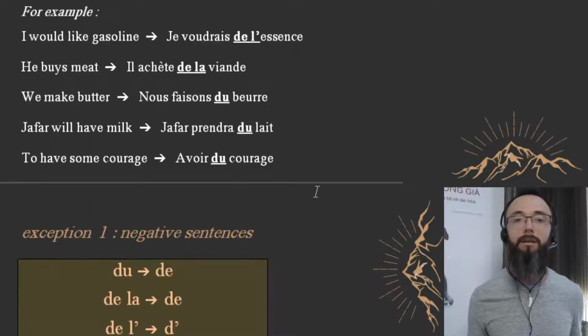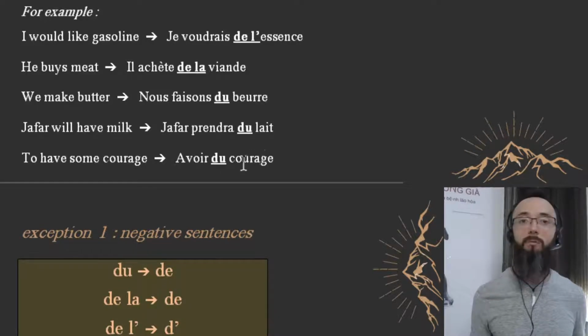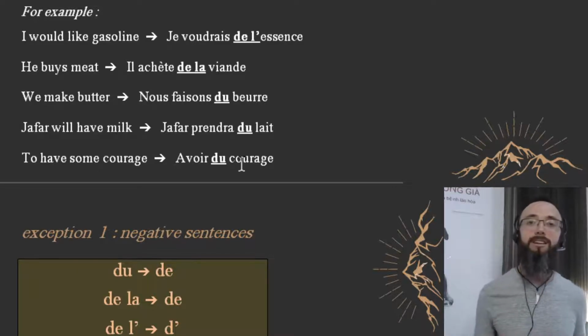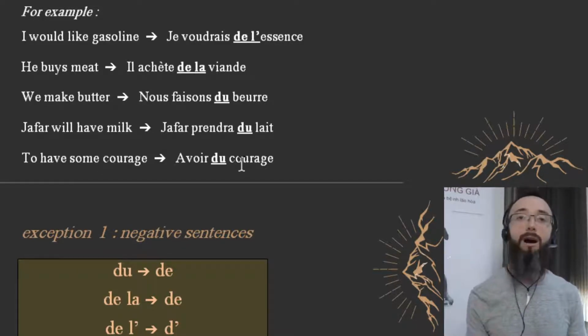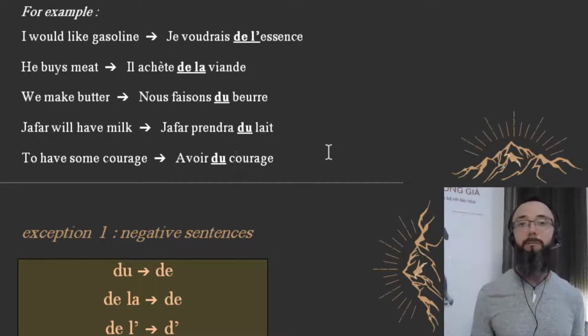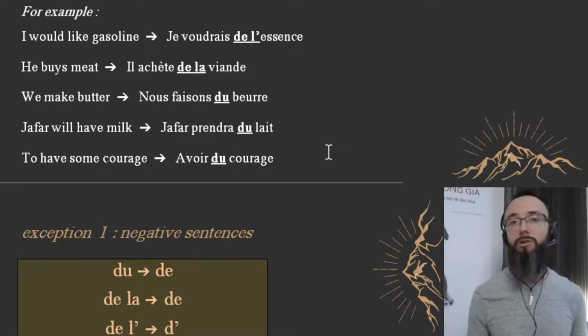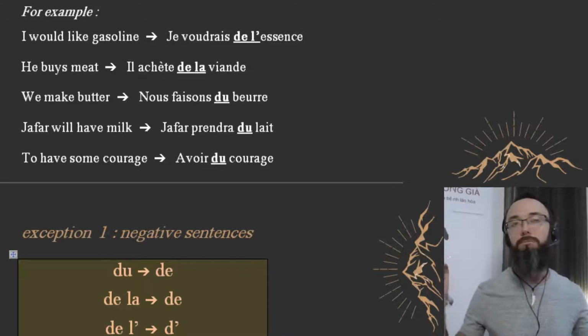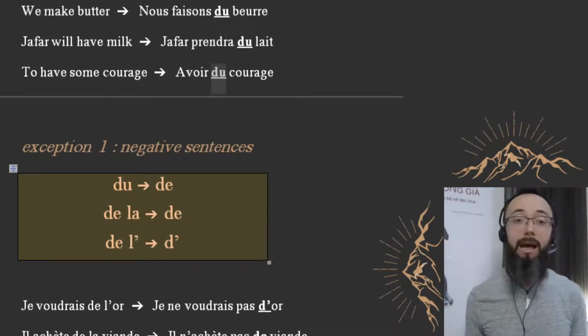And back to the screen, we have one more example. To have some courage. You know when someone tells you, have some courage. Well, in French, you could have avoir du courage because le courage is a masculine word. Avoir du courage. Unquantifiable. I cannot say how many courage I have. It's something unquantifiable. Now, a word of caution.